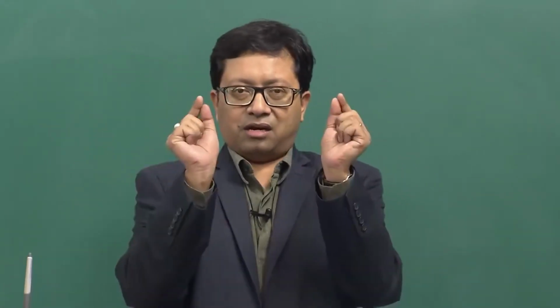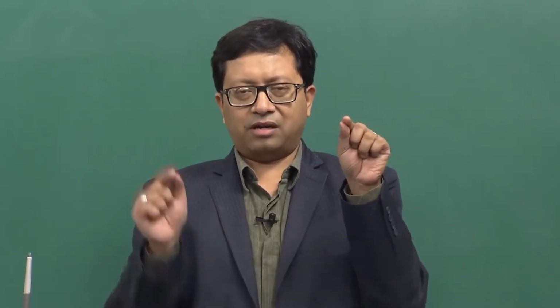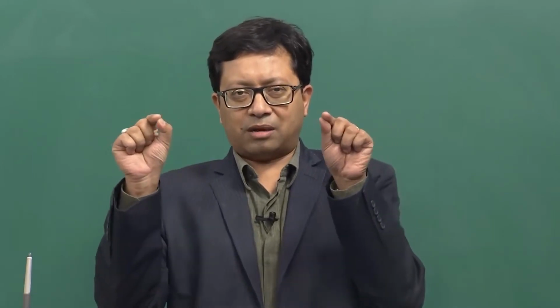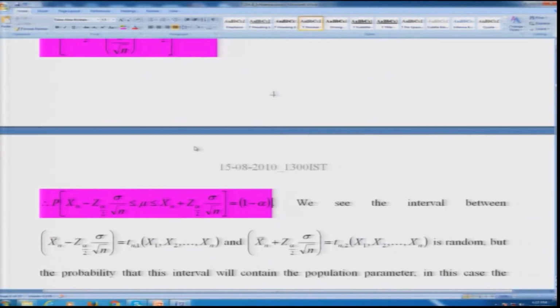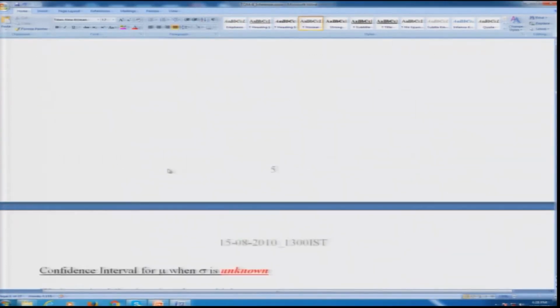It is like this: if I denote Tn1 as this finger on the left hand and Tn2 as this one, they themselves will be shifting depending on the sample observations which I take, but the length between them always remains fixed. So the probability that this interval will contain the population parameter, in this case the expected value mu or theta, is 1 minus alpha, and we can do the calculations accordingly. Remember, the distance between Tn1 and Tn2 is the shortest distance such that it contains the parameter mu with probability 1 minus alpha.